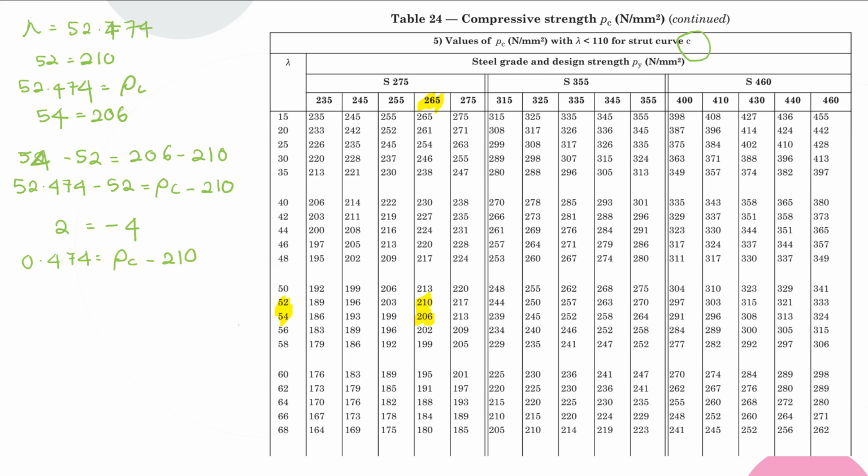Okay, so we can cross multiply. Okay, so when I cross multiply I get this. So 2 times PC. 2 times negative 210. So this is what I got. 420, sorry. Okay, and then 0.474 times negative 4. So negative 1.896. Okay, so we can get the value of PC.